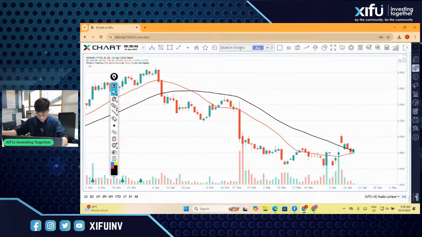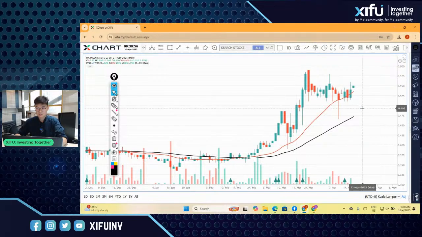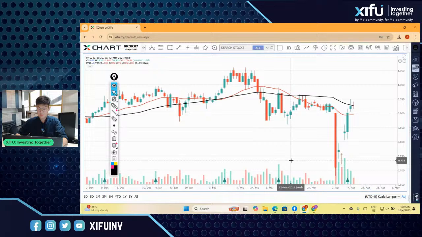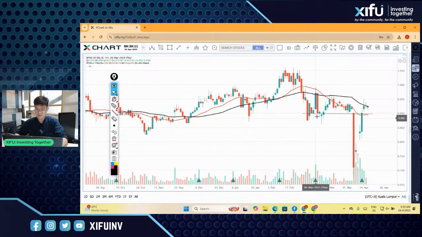Okay, let's try Harlem. We got a pullback complete over here. Still on the pullback. This one also worth to try. Let's try MYEG. MIG is a shakeout pattern. This one is a bit similar like P Metal. Worth to look into also.